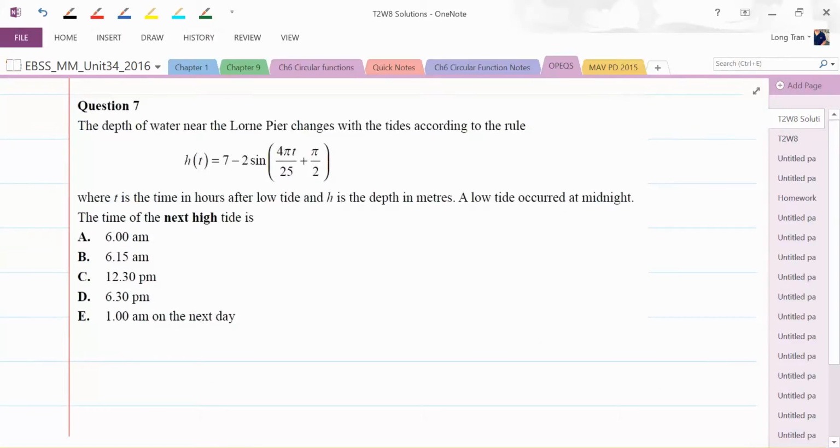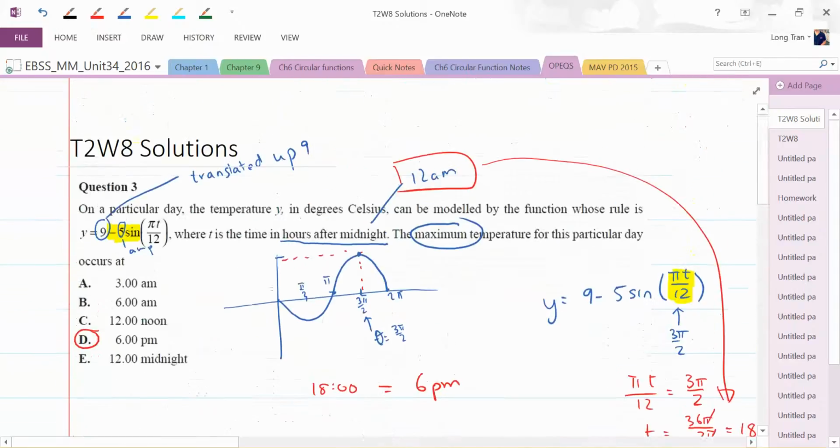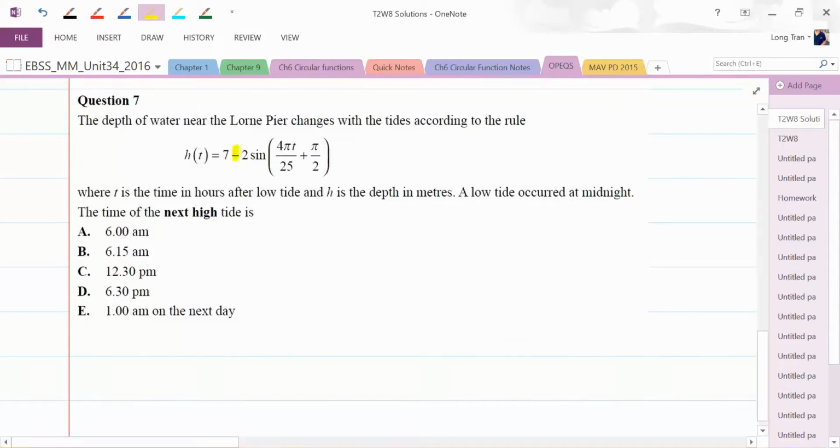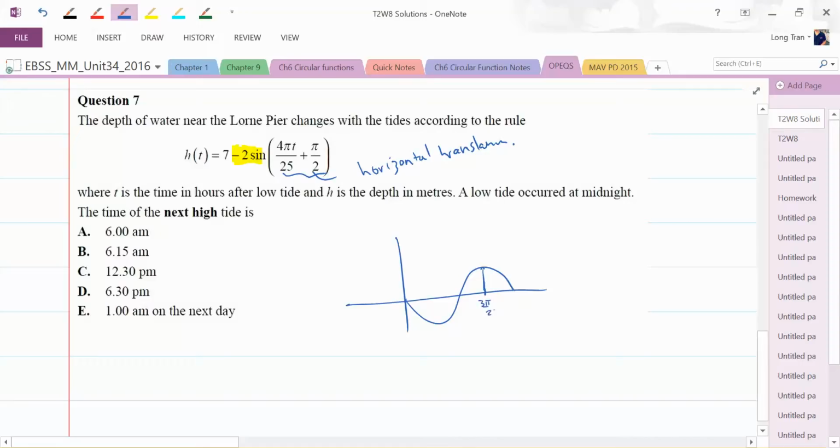And now depth of water, with the tide. It almost sounds like a similar question to the first one. They purposely gave you a negative sine graph, so it looks something like this. The difference is it has a horizontal translation, but it still has the same logic. You want the angle to be 3 pi on 2 for it to occur at a maximum. It says a low tide occurred at midnight, and you want to get to the next high tide.